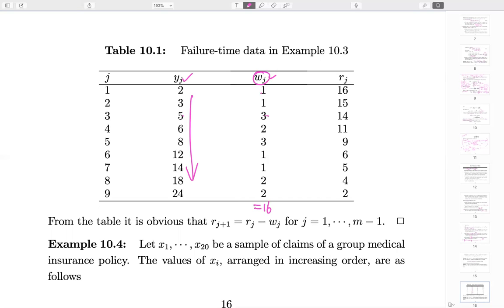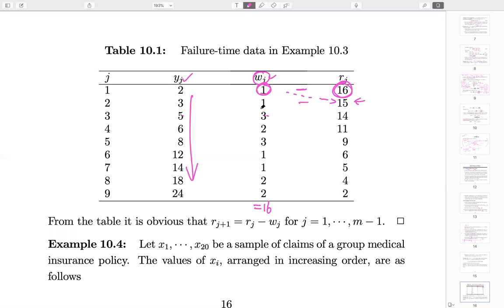Now let's take a look at the risk set. At the very beginning, everybody is included, so you have 16 parts. Then moving to the second one, the exposure set becomes 15, because 1 is already gone. 16 minus 1 gives you 15. The previous total, 16, are survivors. 1 failed at 2, so you take it out, and the current number of survivors is 15.